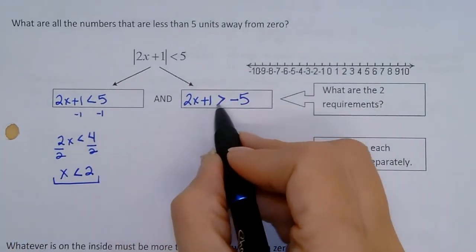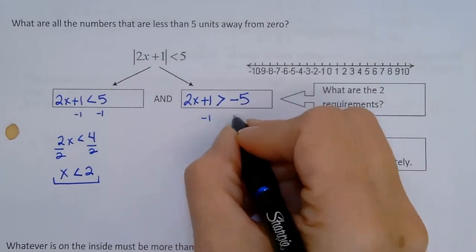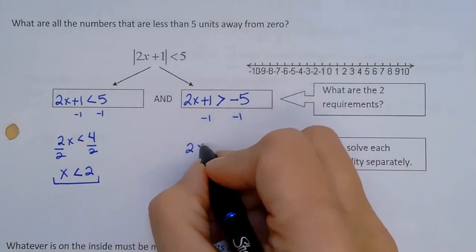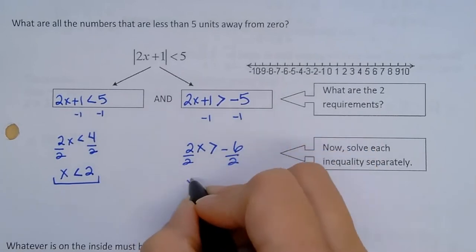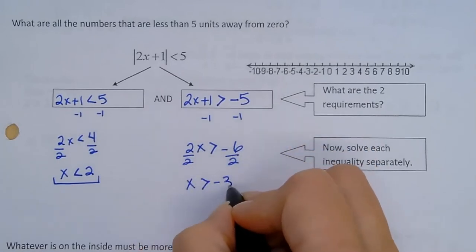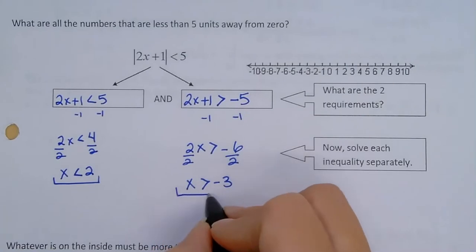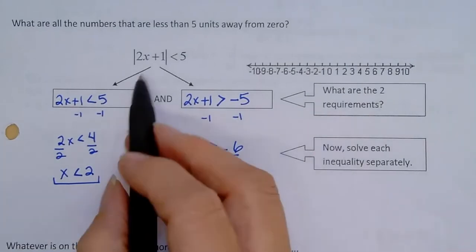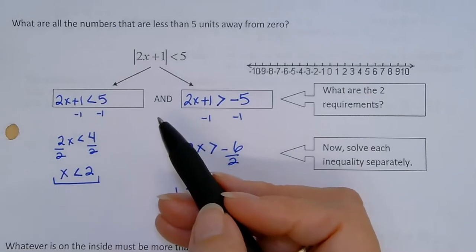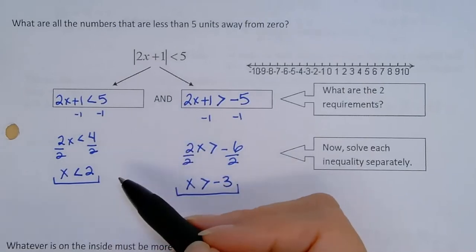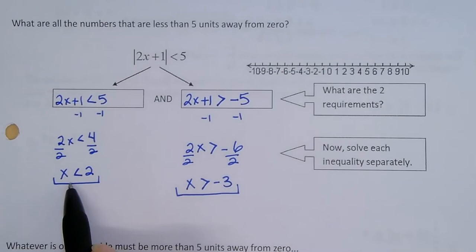Okay, over here, 2x plus 1 is greater than -5. I'm going to subtract 1 from each side. 2x is greater than -6. Divide each side by 2, and I get x is greater than -3. So that is my other piece of information. Now, when we split this, we have the word "and" here. So I need things to be both less than 2 and greater than -3.